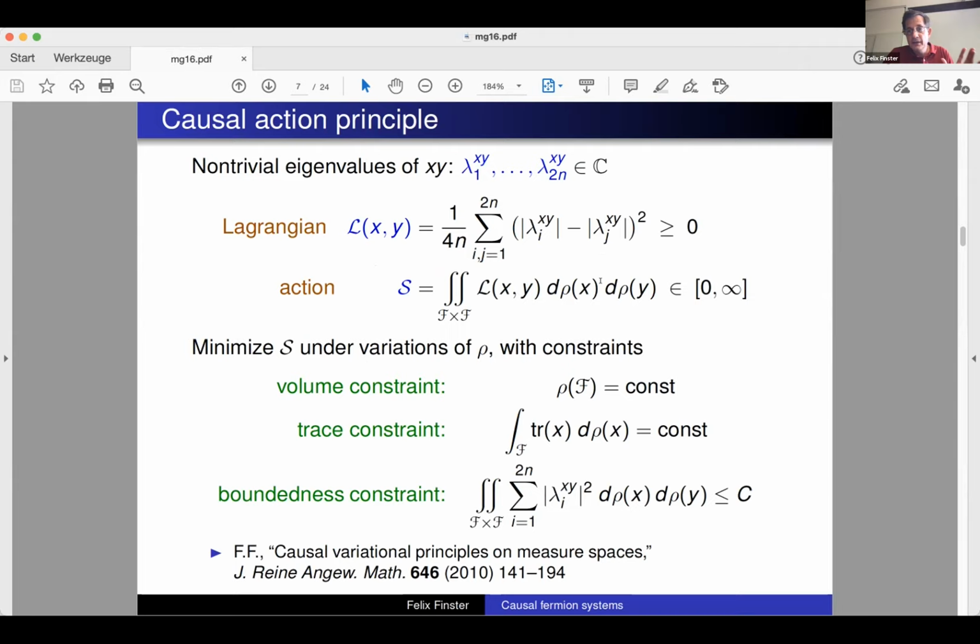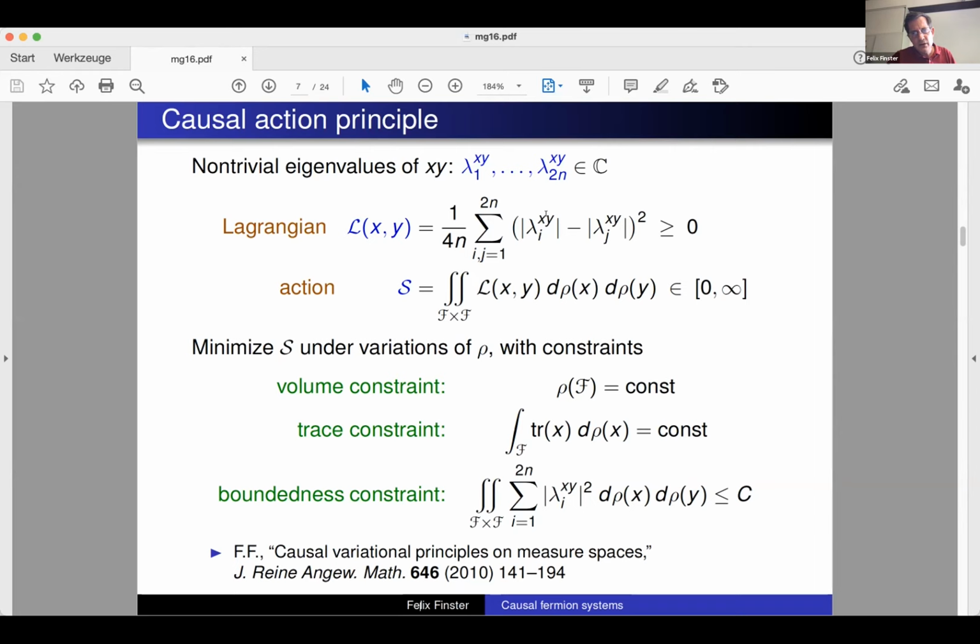And then the idea, or the action principle, is to minimize this action under variations of the measure under certain constraints. These constraints are needed in order for this whole variational principle to be mathematically well-defined. I think there's no time entering the constraints. This is not important for what follows. But let me explain a little bit the structure of this Lagrangian.